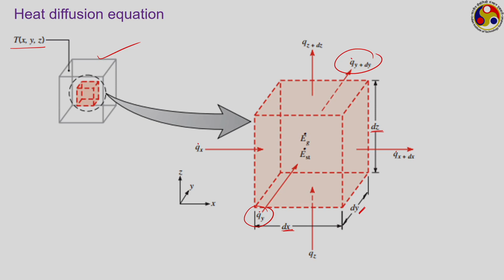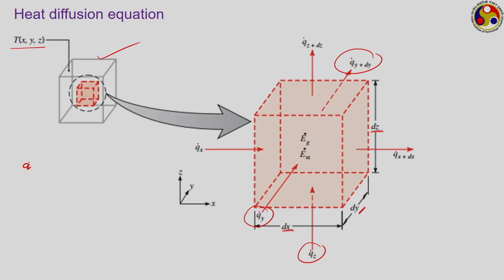Considering the two faces which are parallel to the x y plane, this is q dot z, that is, not heat flux, the heat transfer rate, the conduction heat transfer rate passing into the block and aligned to the z direction. This is q dot z plus dz, leaving through this face. We are assuming this block to be infinitesimally small, so that each of the faces is also very small, and therefore we are considering the conduction heat transfer through each of them only by the corresponding normal components.